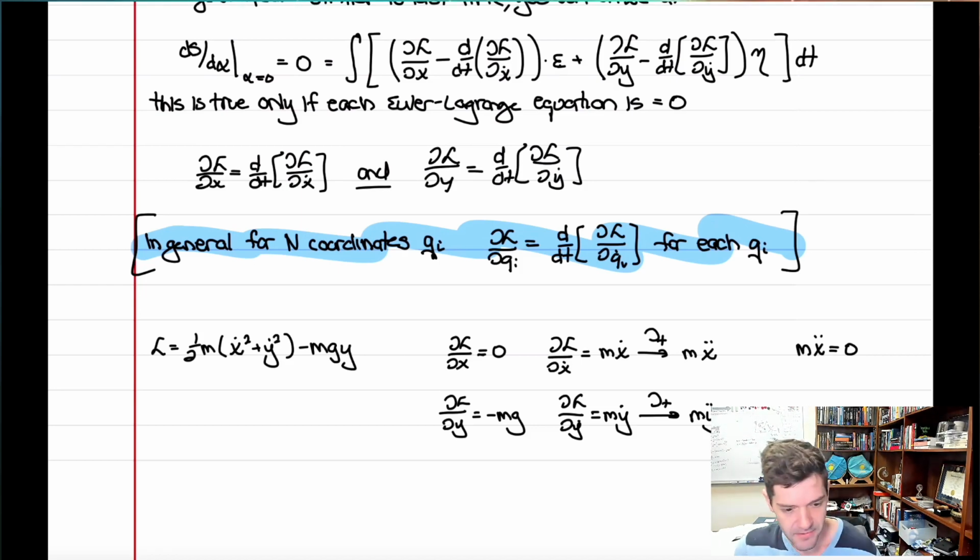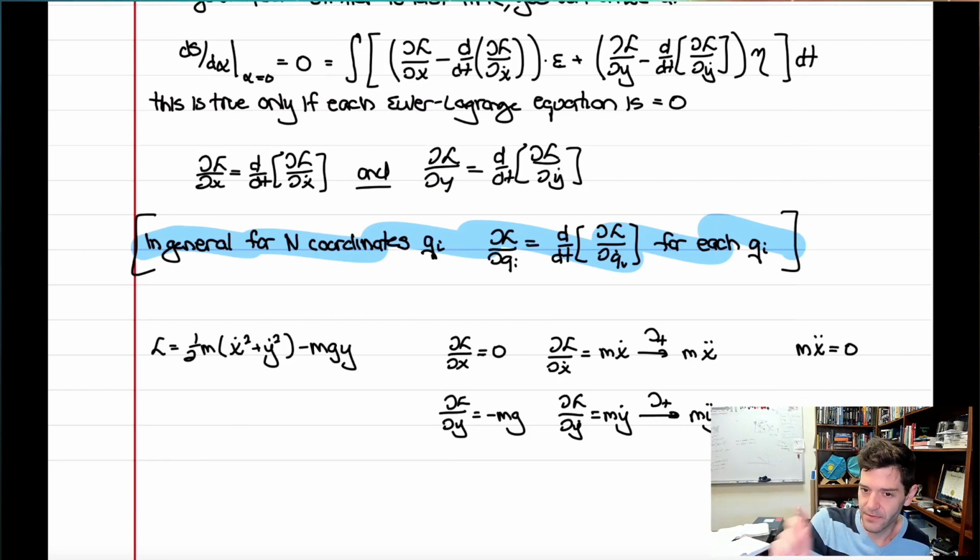At this point, you might be noticing that every time we did the dL by dx dot and then took the time derivative, we got something that looked like ma, in terms of F equals ma. Similarly here, we got my dot, and then the time derivative gave ma in the y direction. And then that ends up being set equal to dL by dy, which just looks like a force. Then we had something that looks like ma equals a force. So it seems like when we're doing the Euler-Lagrange equation, something seems to be popping out that looks a lot like Newton's laws of motion.